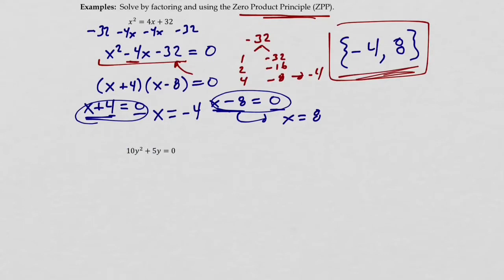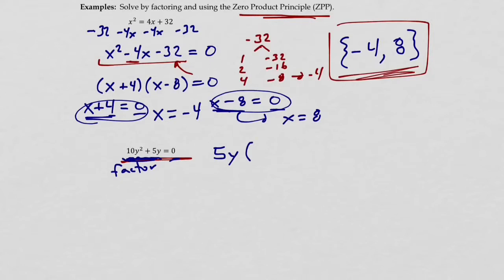As a second example, let's take a look at the equation 10y squared plus 5y equals 0. In this case, we don't have a trinomial, but I do have some terms on the left-hand side and 0 on the other side, so I'd like to factor the left-hand side before trying to apply the principle of zero products. And you might notice there's a common factor. 5y is a common factor of those two terms, so I can factor it out.